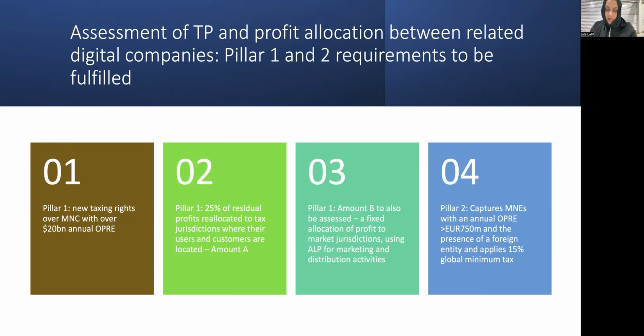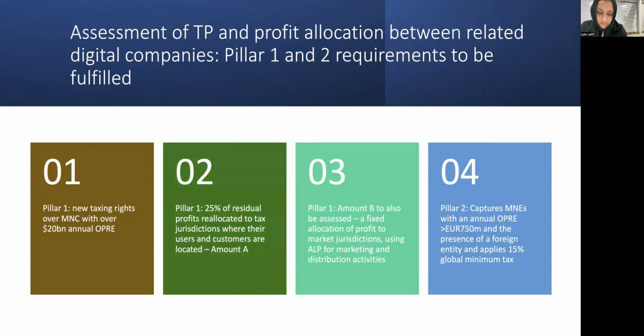Okay. Pillar 1 actually offers market jurisdictions new taxing rights over multinationals with over $20 billion annual operating revenue, that's what OPRE stands for, whether or not they have a physical presence in their jurisdiction. And then 25% of the residual profits of the largest 100 in-scope multinationals would be reallocated to tax jurisdictions where their users and customers are located. This is what is referred to as Amount A under Pillar 1.